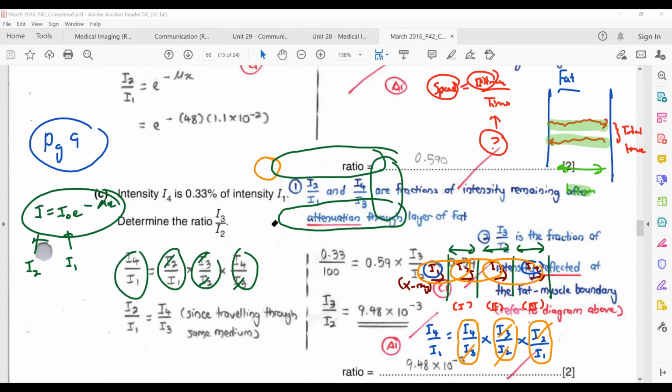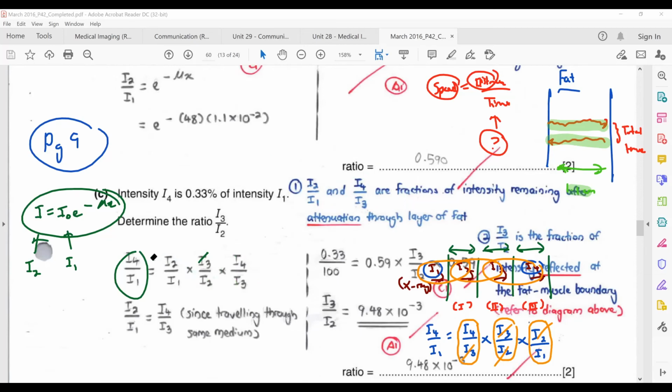Okay, but the thing is that they've already given you the ratio of I4 to I1. What they want to find instead is the ratio of I3 to I2. This is what they want to find. Now I4 to I1, you already know the ratio. It's 0.33 divided by 100, because this is in percentage form and you want to change it to a fraction. And your I2 to I1, you actually already found it. It is 0.59.